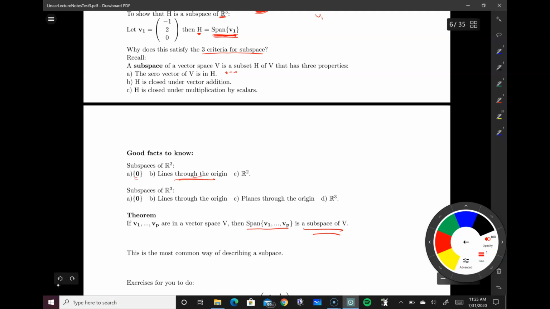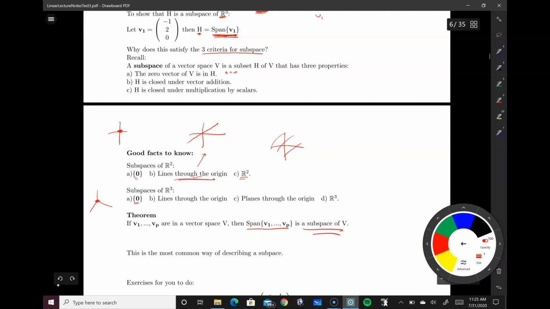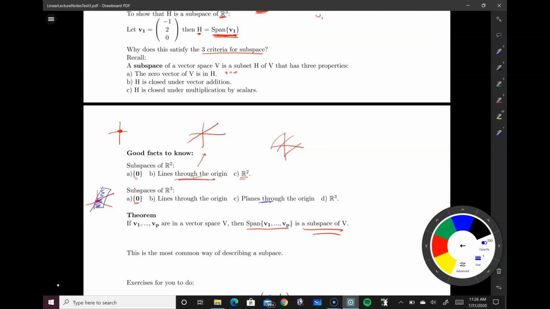Subspaces of R2 would be just the zero vector, lines through the origin, and all of R2, which would be everything. Subspaces of R3 would be the zero vector, a line through the origin, a plane through the origin, like a piece of paper flying through the origin, which has to go through the origin because I have to have the zero vector, or all of R3, which would be everything. Those are just examples to compare and contrast R2 and R3.